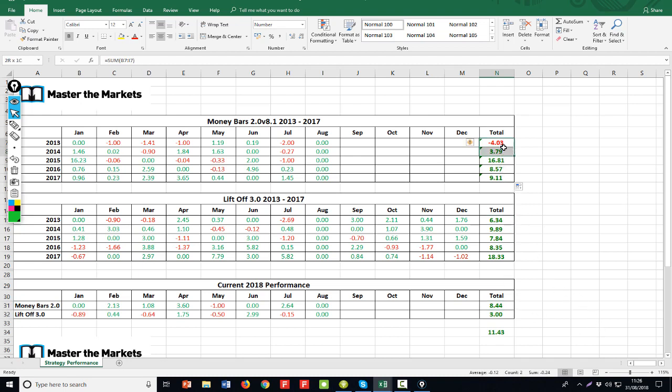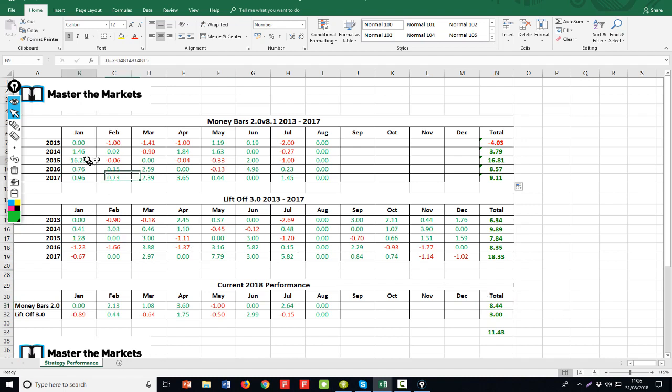So you can see both of these years so far have been outstripped by the current performance of this year. What's matching very closely is 2016, where we'd have been up 8.57% at this time. We're up 8.44% for the year so far, and you can see it's also close to 2017 as well. So the Money Bars results are currently matching 4 out of the 5 years.